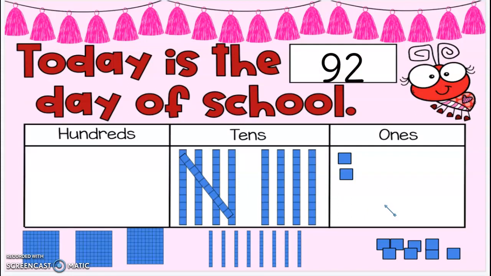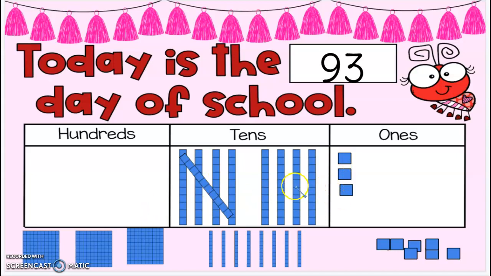So if yesterday was 92 days of school, what comes after 92? 93. Good. And do I add a tens block or strip, or do I add a ones block? You're right. Let's add a ones block because we only have one more day of school that we need to add because we're not to a full 10, are we?